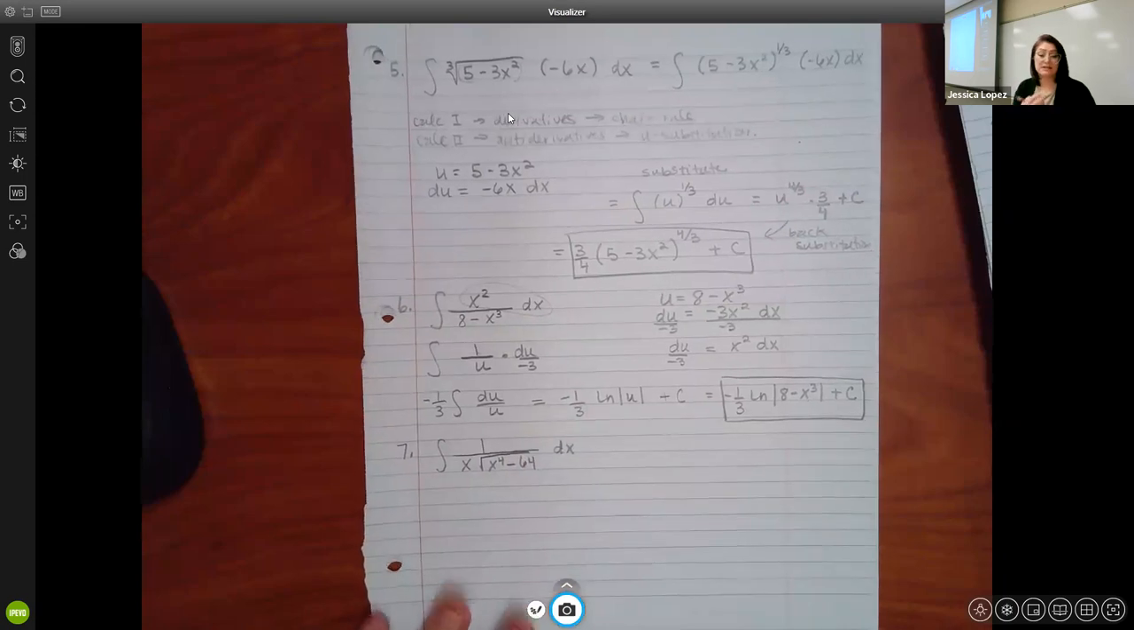So this one also says find the indefinite integral. This one is super, super tricky.